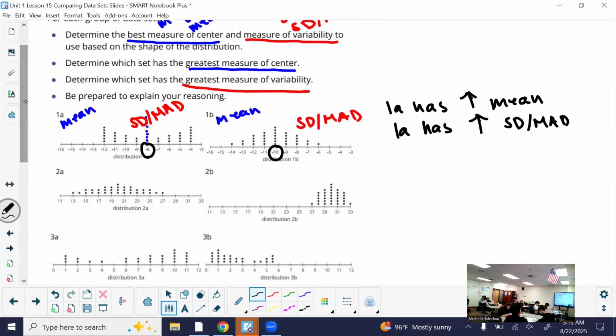Okay. So then Jace, for 2A, do we prefer the mean or the median? The mean, because why, class? 2A is symmetric. I can draw a line of symmetry down where the 20 is, and it's a mirror image. Blake, do we prefer the standard deviation / MAD or IQR for 2A?